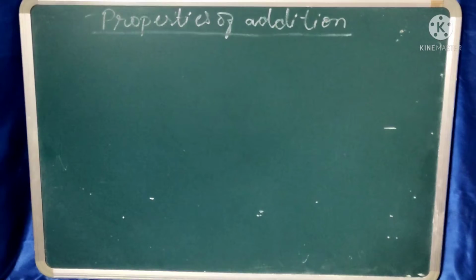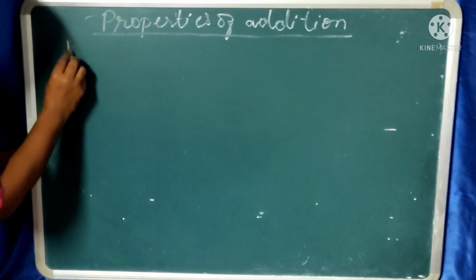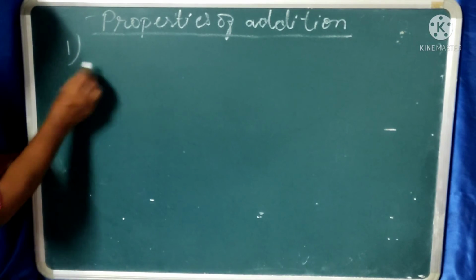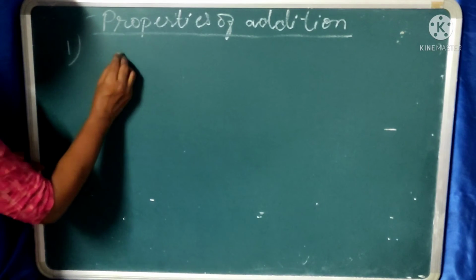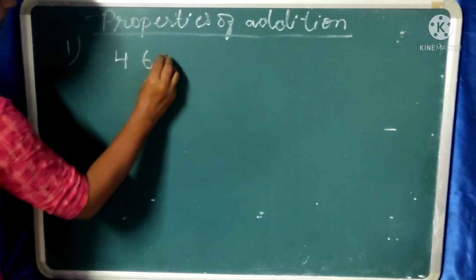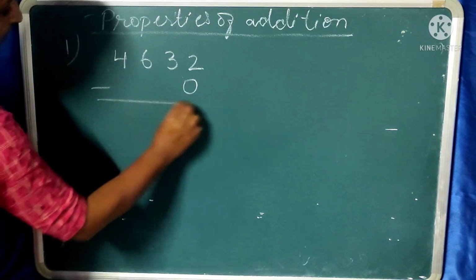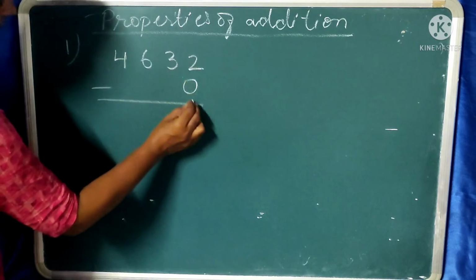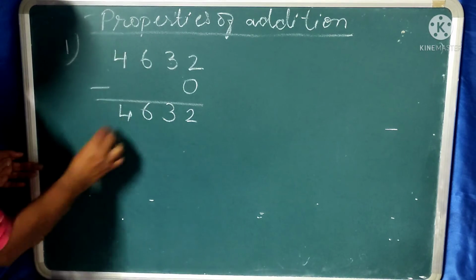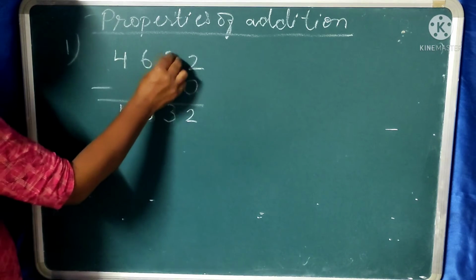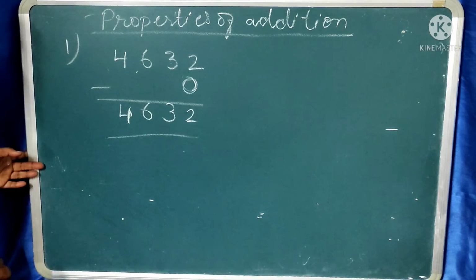Next is properties of subtraction. The first property is when 0 is subtracted from any number, the difference is the number itself. Suppose we take 4632. When you subtract 0 from this number, you get the number itself, 4632. If we subtract 0 from any number, you get the number itself. This is the first property.